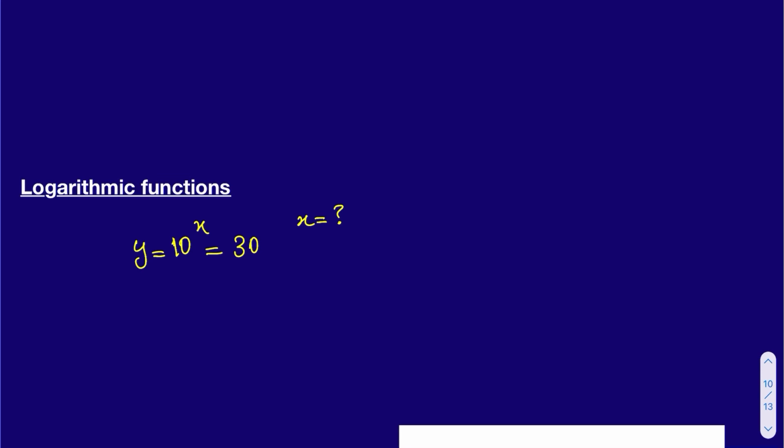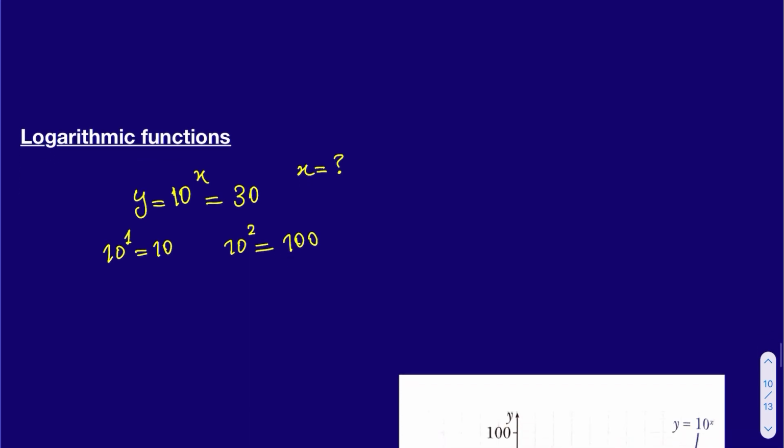Well, then we know that if we raise 10 to the power of 1, we will get 10. And if we raise 10 to the power of 2, we will get 100. Therefore, this x should be somewhere between 1 and 2, okay? Less than 2 and larger than 1. But we don't know exactly what is the value of x. In order to find the approximate value of x, we need to plot this graph.